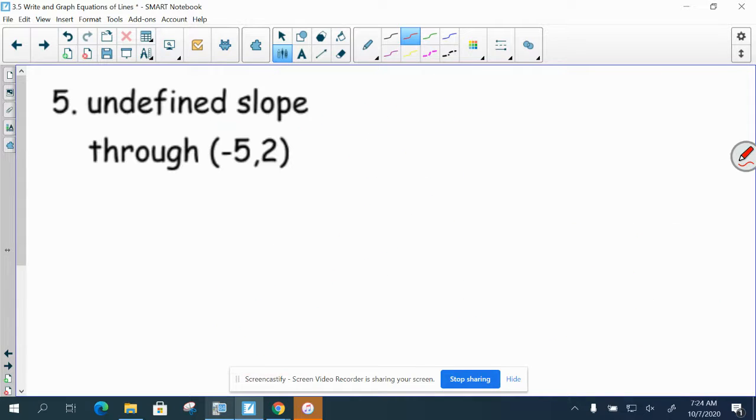All right, an undefined slope, which means it would be a vertical line, x equals, through this point, so x equals whatever the x is, -5.